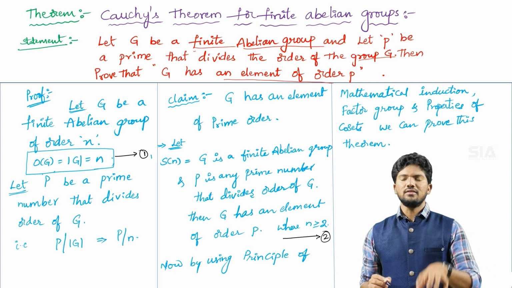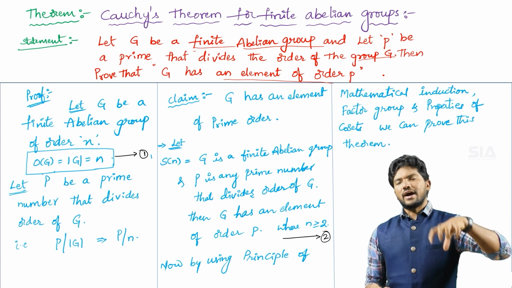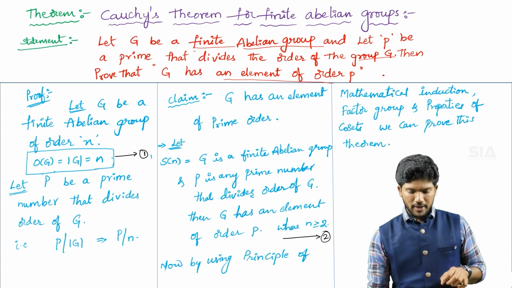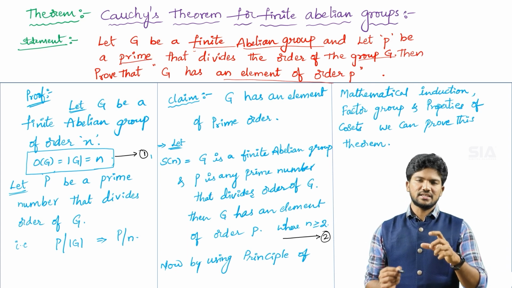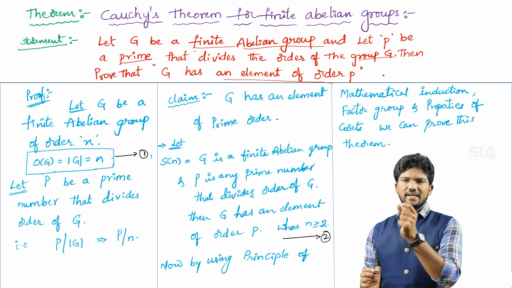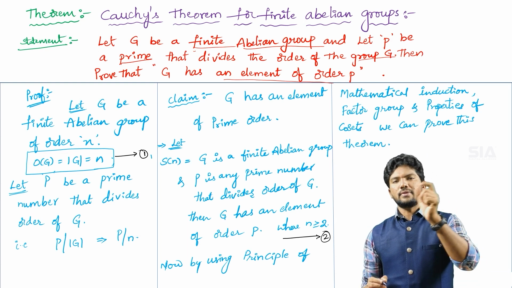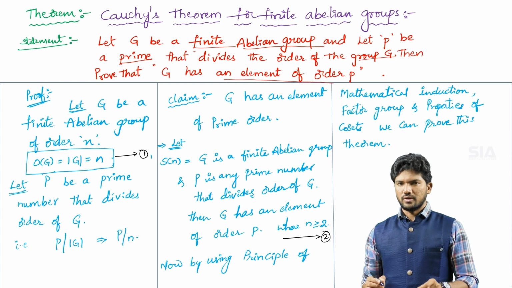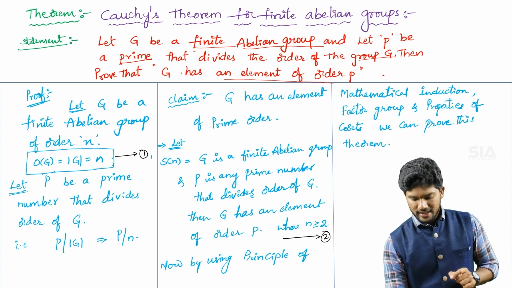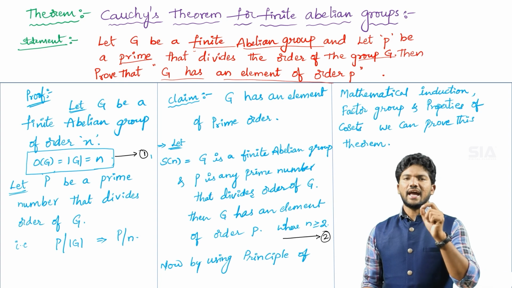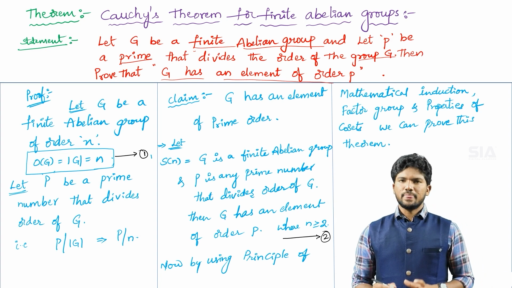In the name itself we have finite abelian group. So G is a finite abelian group, and let P be a prime number. You can take any prime number; prime numbers start with 2, 3, 5, 7. If that prime number divides the order of the finite abelian group G, then we have to prove that G has an element of order P. This is the statement of the theorem.